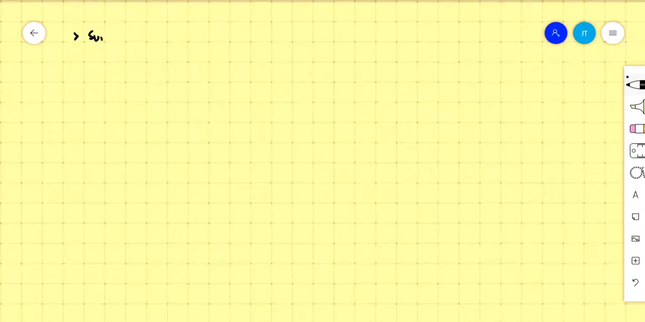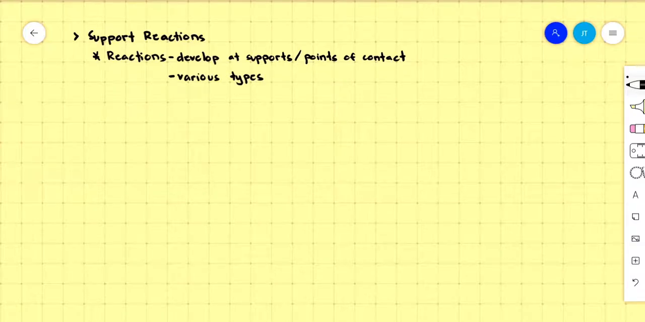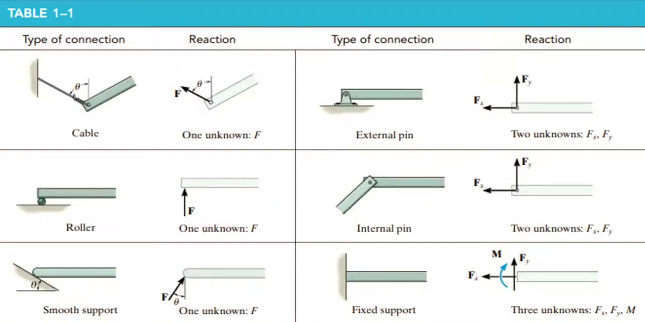Next is the support reactions. Reactions are surface forces that develop at the supports or points of contact between bodies. Reactions vary on the type of connection. As a general rule, if the support prevents translation in a given direction, then a force must be developed on the member in that direction. Likewise, if rotation is prevented, a couple moment must be exerted on the member. I will show you a table on the types of connection and its corresponding reactions. Feel free to take a snap.